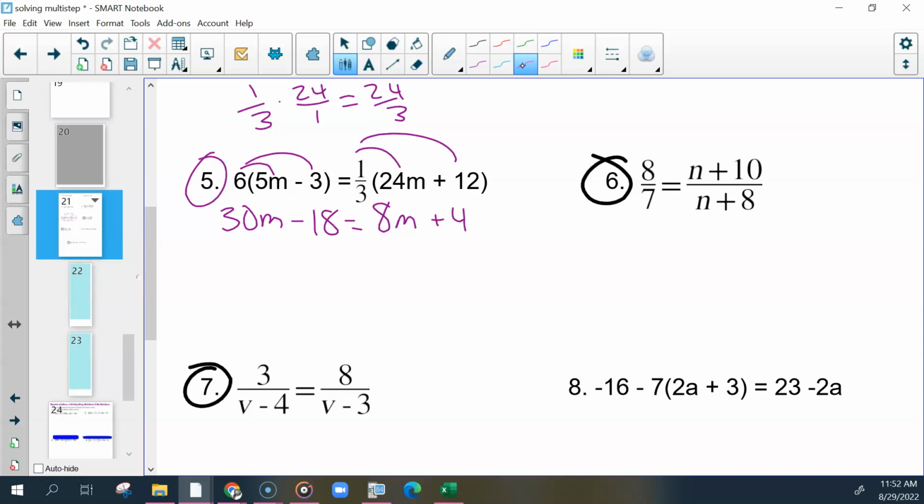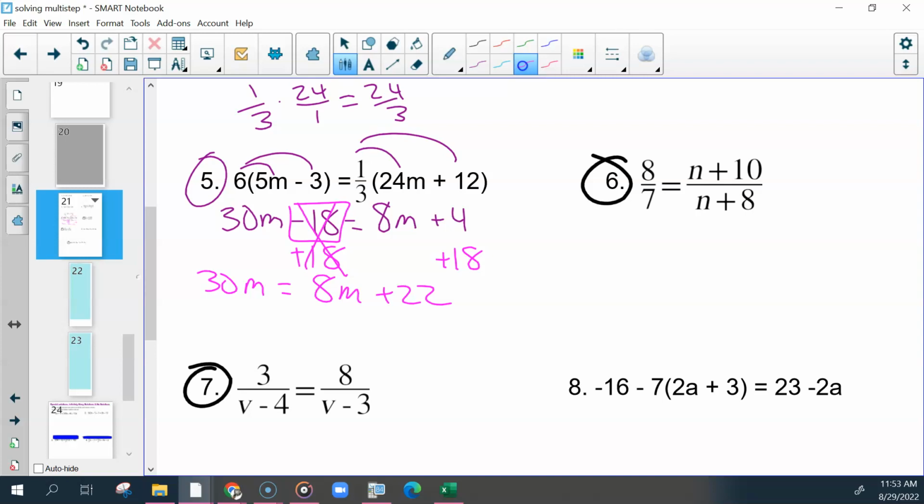-18. Okay. So if we are moving -18 to the other side, we're doing what? To undo it. Adding it. Yep. We're going to add that to the 4. So we have 30m equals, these two would cancel. 8m plus 22.